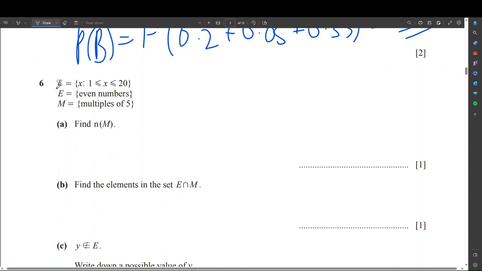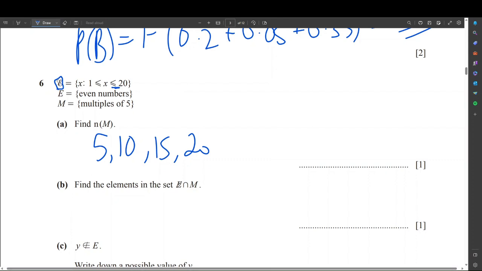Now, this is the universal set, all right? Universal set is basically all the numbers which are in that region. So x, such that x is between 1 and 20, where 1 and 20 are included. And E is the even numbers, and M is the multiples of 5. So what are the multiples of 5? Multiples of 5 are going to be 5, 10, 15, and 20, since 20 is included.